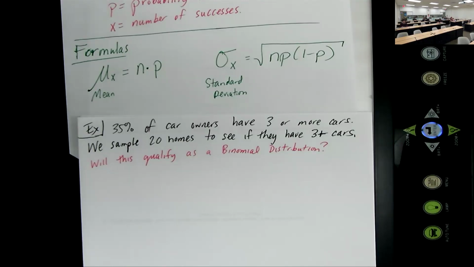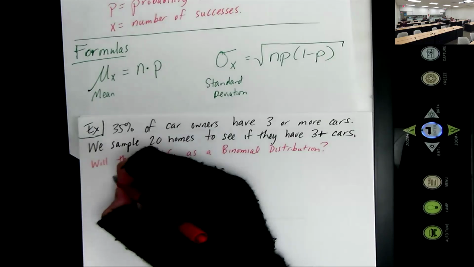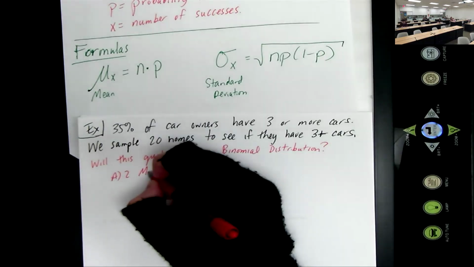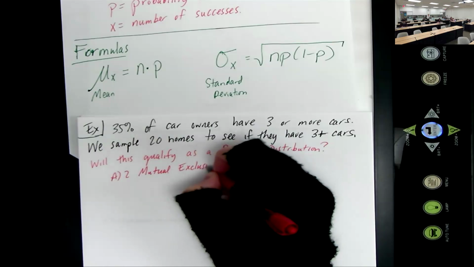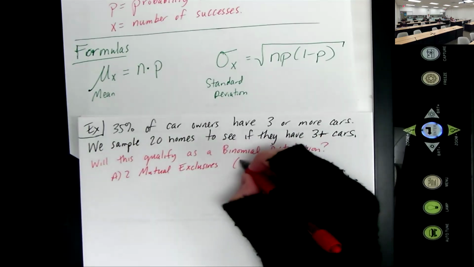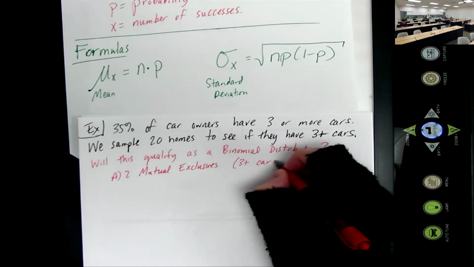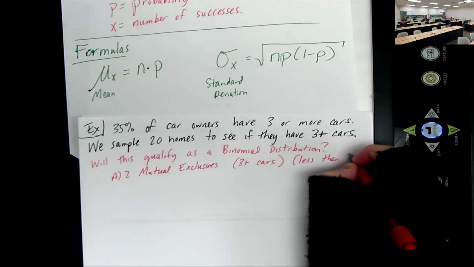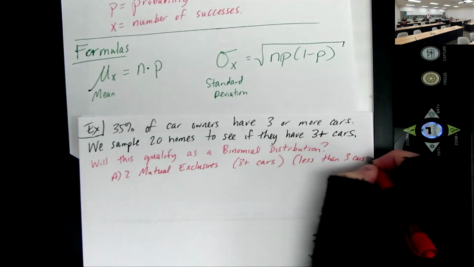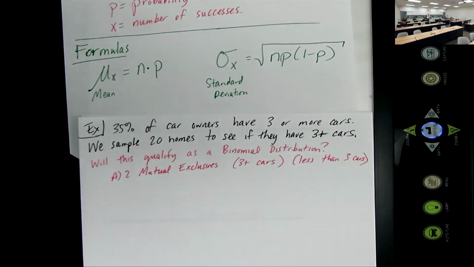Why? Okay, so the first criteria was two mutually exclusive outcomes. If we can label them, we're good. We could have 3 plus cars, or we could have less than 3 cars. Those are 2 outcomes, there's no overlap, that's met.